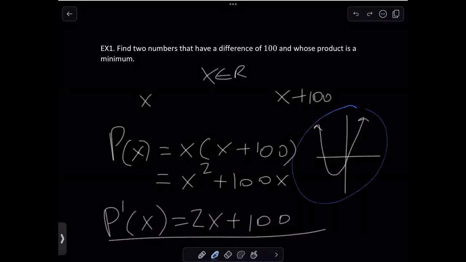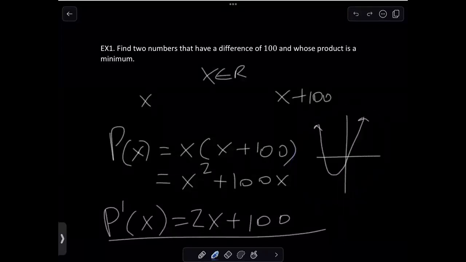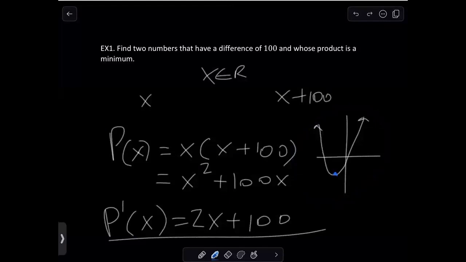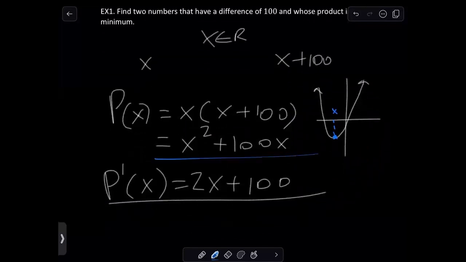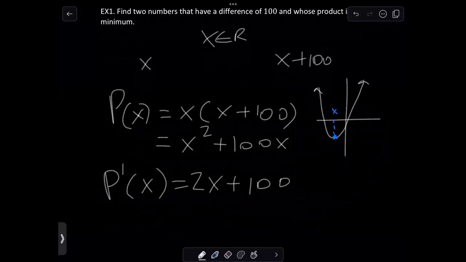What I'm trying to point out from this diagram is when you set the derivative to 0, can you see that you are going to find that point there? And that point there is already the absolute minimum of this function. So we just need to find this x value here, and our question will be sorted out. Okay, so we've differentiated this function, and we've got 2x plus 100. We're going to set this equal to 0, and we'll solve for x.